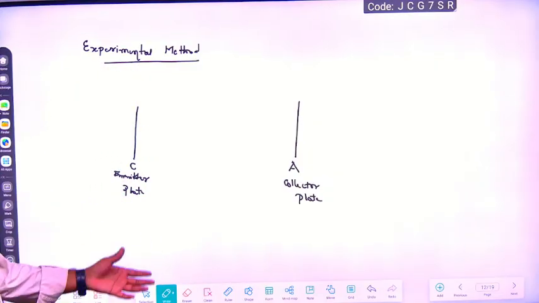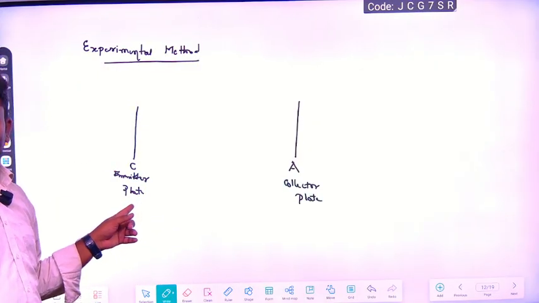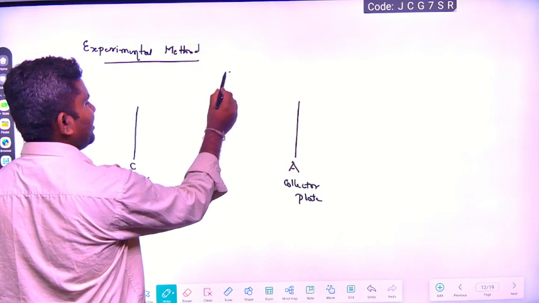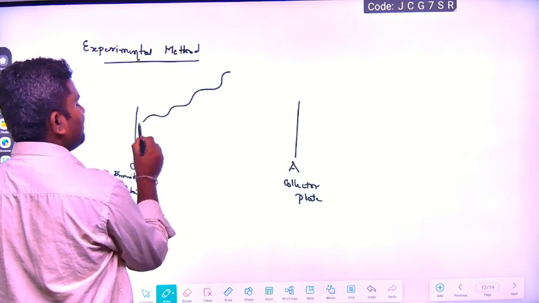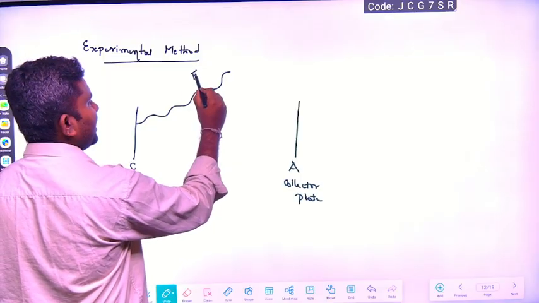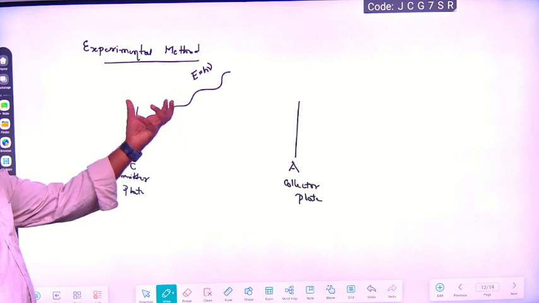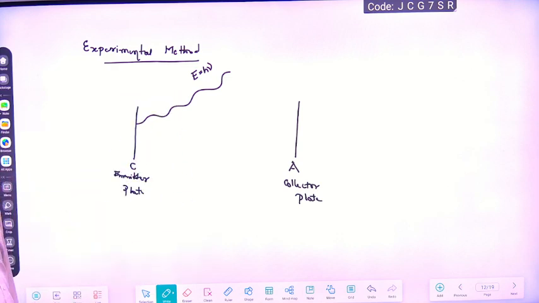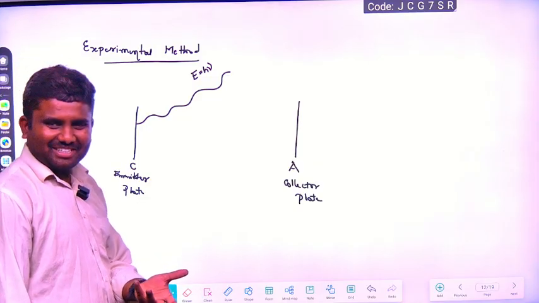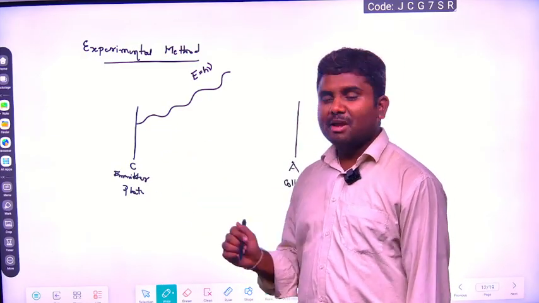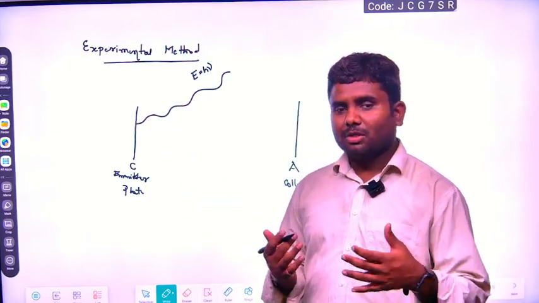Two plates are there. Which one is first? The emitter plate. The second one is the collector plate. Whenever light rays of suitable frequency fall on this emitter plate, the energy of the incident light ray is E equals h nu. It may be strong light, ultraviolet rays, UV rays, or visible light. When they fall on the emitter plate, the electrons come out.